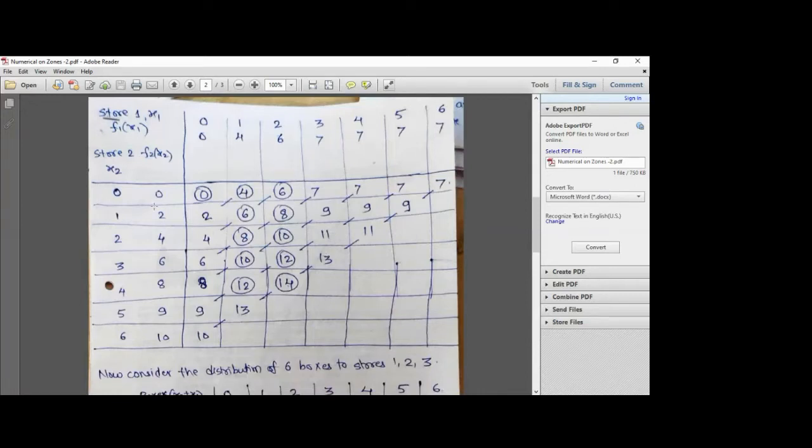So here also the same table, x1 here is related with store 1, and f1(x1) is the profit that they have already given.